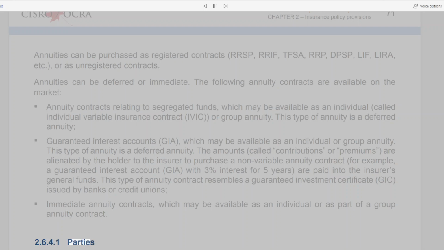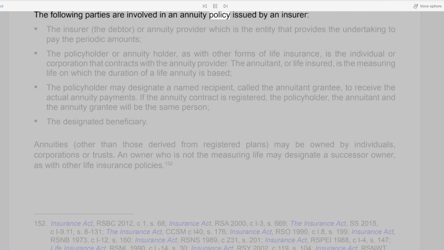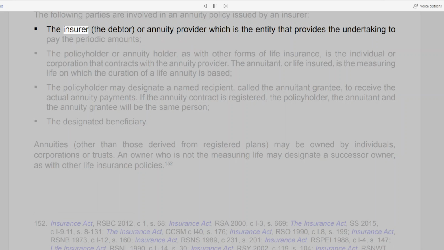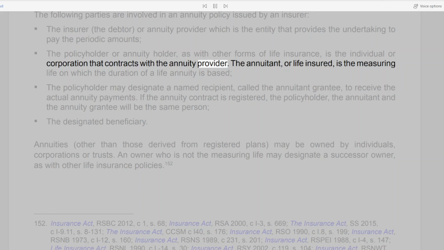2.6.1 Parties. The following parties are involved in an annuity policy issued by an insurer. The insurer, the debtor, or annuity provider, which is the entity that provides the undertaking to pay the periodic amounts. The policyholder or annuity holder, as with other forms of life insurance, is the individual or corporation that contracts with the annuity provider. The annuitant or life insured is the measuring life on which the duration of a life annuity is based.